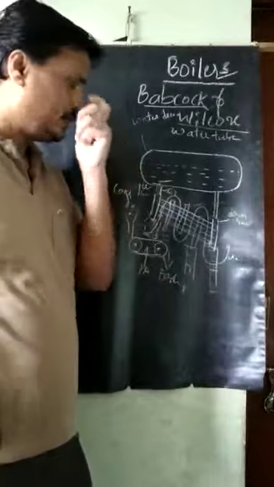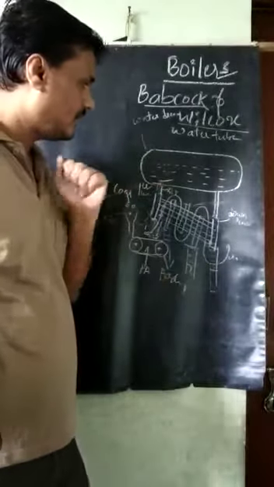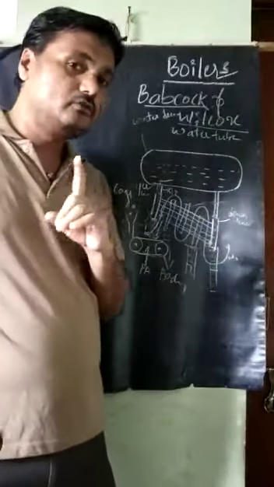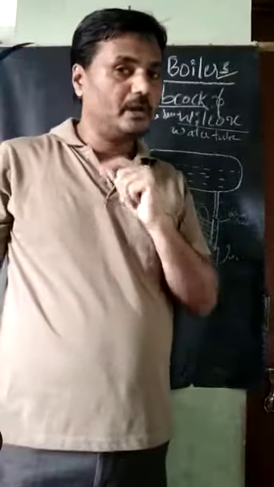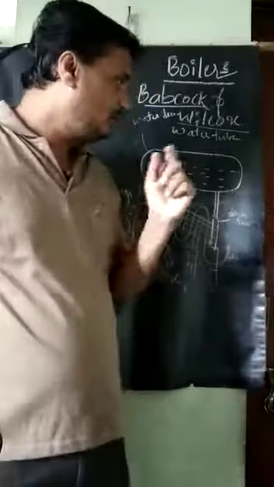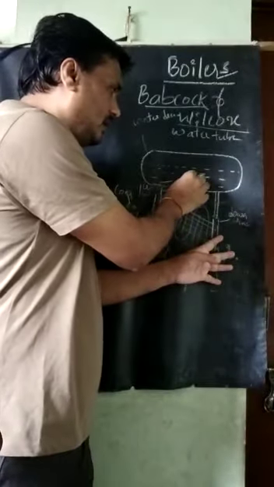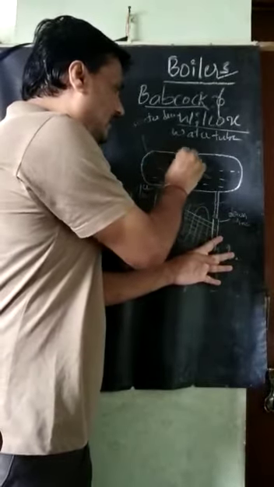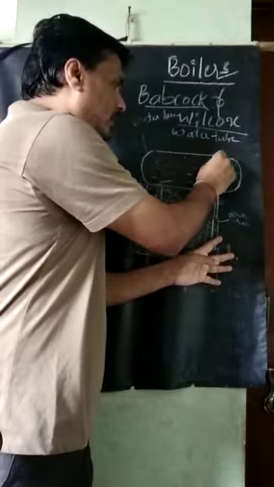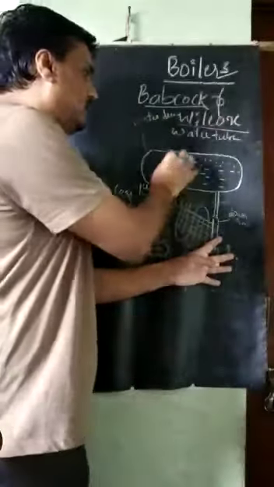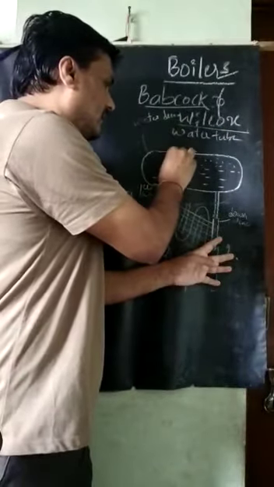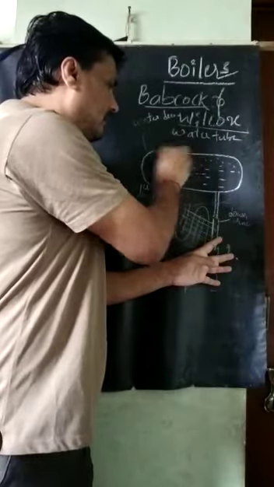So next, what is our intention? Our intention is to produce superheated steam. In this drum, the bottom side has liquid water and the upper side has vapor. Some vapor is available at the upper side.